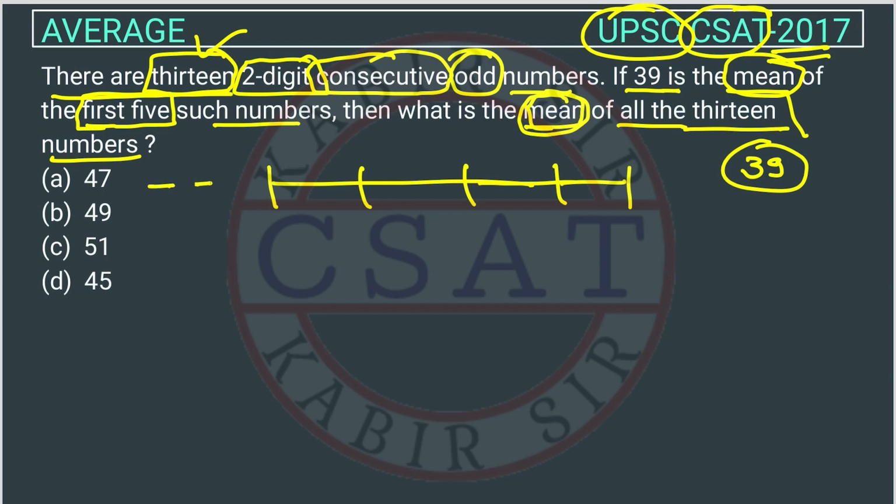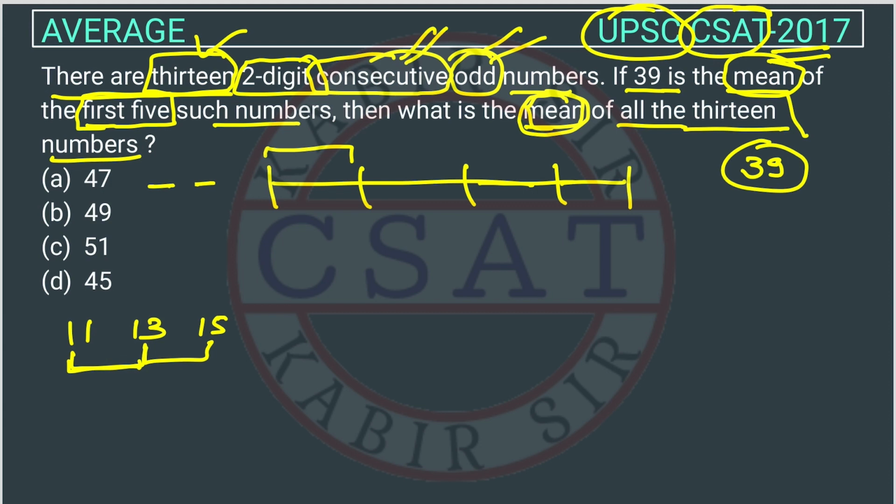These are two-digit numbers, and these are consecutive. This is a very important point here. These are consecutive odd numbers, so we know these numbers will be odd. Consecutive means if I give you 11, the next odd number will be 13 and the next will be 15, because these are consecutive odd numbers, right?